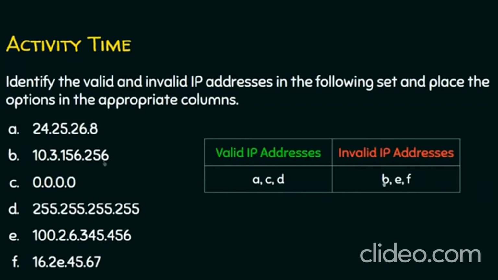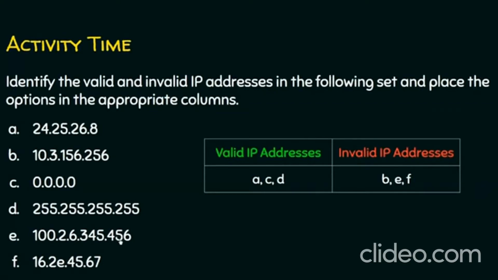So B is invalid. Coming to C, it is a valid IP address because each octet can be between 0 and 255. So C is valid. And D is valid. Why? Because D is also the last IP address of the IPv4 address set, and each octet is between 0 and 255. So D is valid.